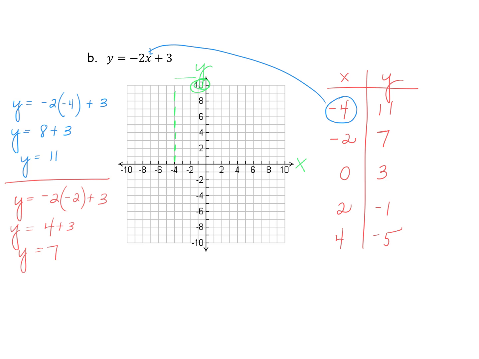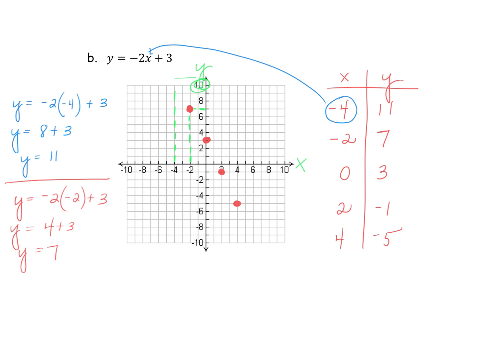It would be off the page, so I can't graph that. When I go to the next point of -2, I want to find out where it meets up with 7. So if I go where y is 7, I'm going to place my point on my graph. And you're going to continue working through your table of values by placing them. So then I would place 0 and 3 onto your graph. That's right on the y-axis. I place 2 and -1 on your graph. And I would place 4 and -5.